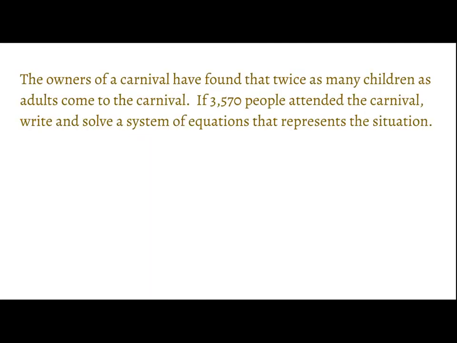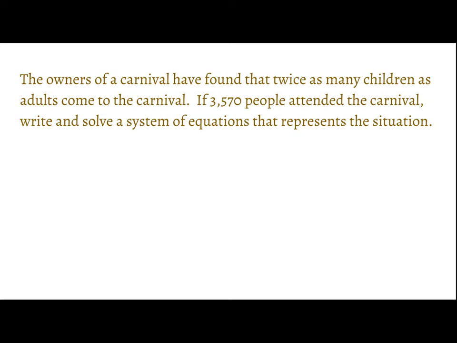So in this next problem, we're going to be interpreting this information from the story problem and coming up with a system of equations that represents the situation. The owners of a carnival have found that twice as many children as adults come to a carnival. If 3,570 people attended the carnival, write and solve the system of equations.